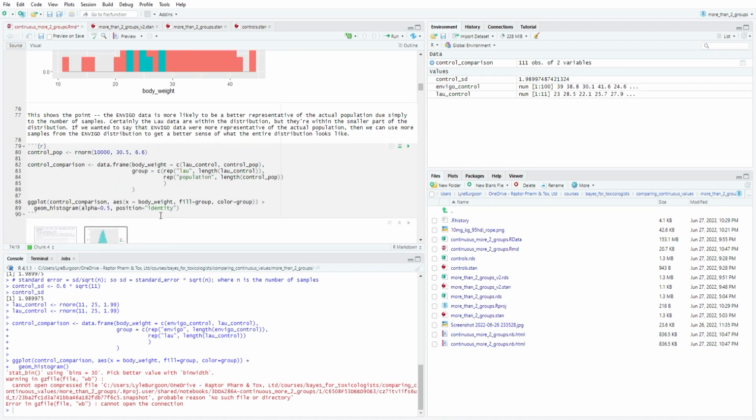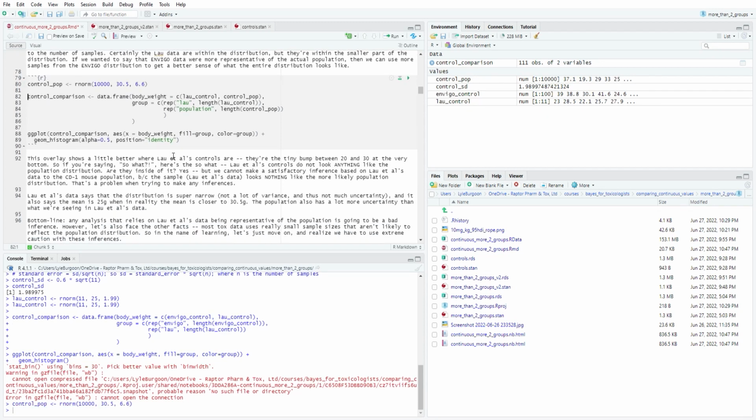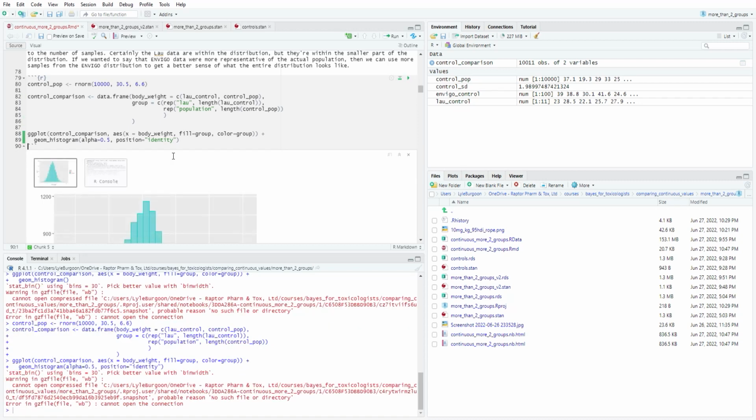So that's kind of the big point I wanted to make. If you're starting off with vehicles that aren't great, well, then the rest of your inferences are going to be pretty poor too. And so that's what we call garbage in, garbage out. So here I just want to show you what I would believe the population distribution to look like based on the idea that the Envigo data are closer to the actual population. We're going to do the same thing, except we're comparing the Lau distribution to the control population.